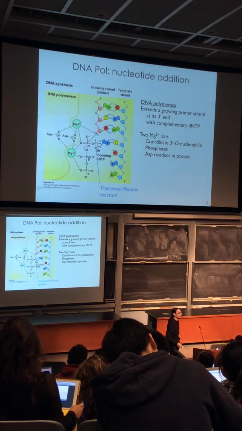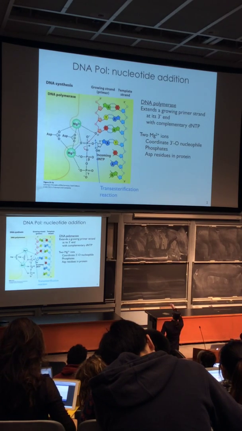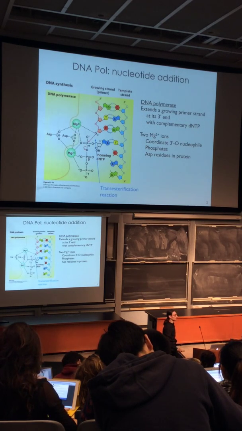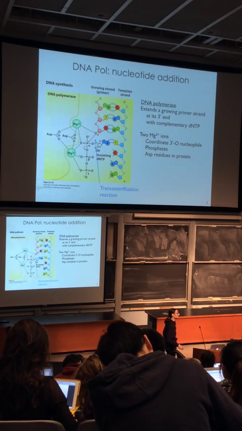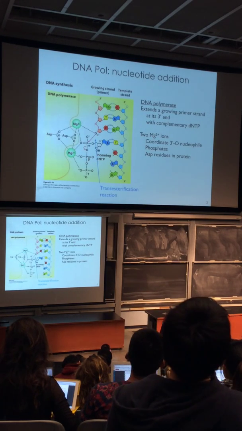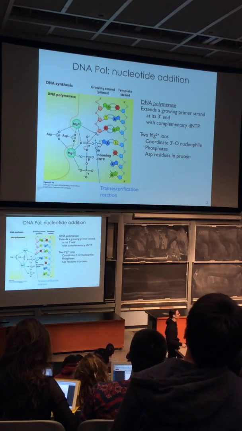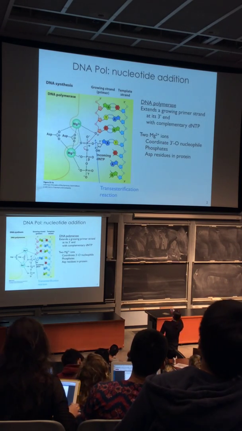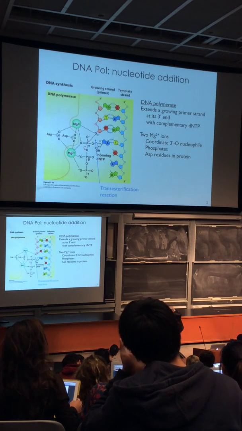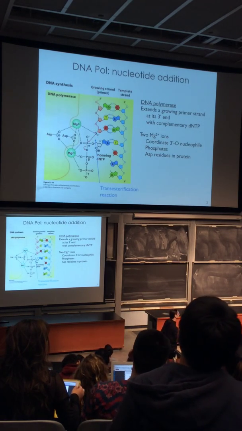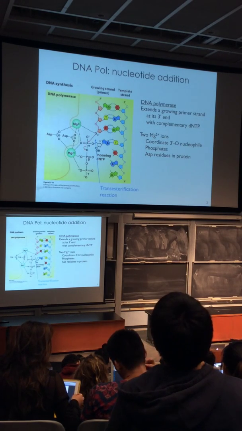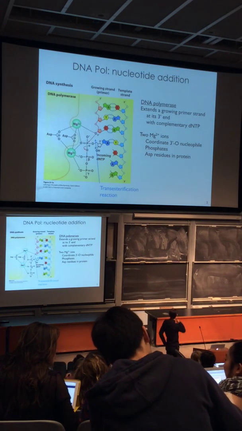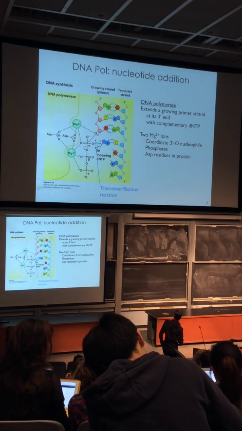In this case, there are two magnesium ions that play an important role, and they allow a nucleophilic attack by the 3' OH of the growing primer strand onto the alpha phosphate of a dNTP. That displaces the inorganic pyrophosphate, which provides the energy to drive this reaction forward. So the primer strand always grows from its 3' end by adding another nucleotide. It incorporates the alpha phosphate from a dNTP into the backbone and gets rid of the beta and gamma phosphate.